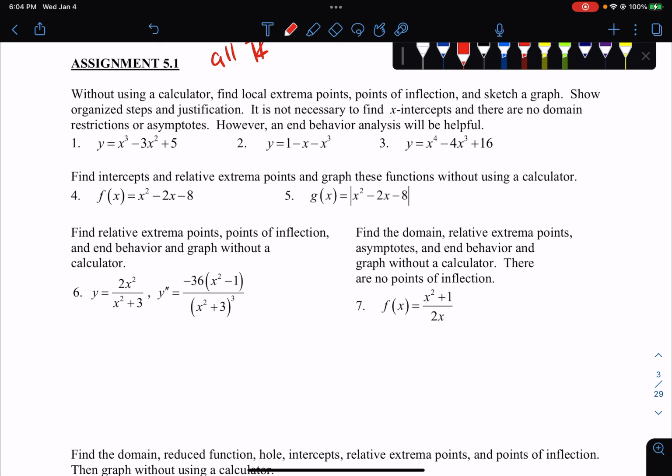Please don't try to do number 5 before you do number 4. Number 5 looks like it might be messy, but if you do number 4 first, number 5 is actually a 30-second problem. So make sure you do number 4 before you try to do number 5.